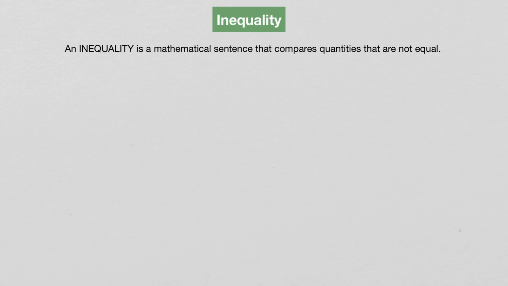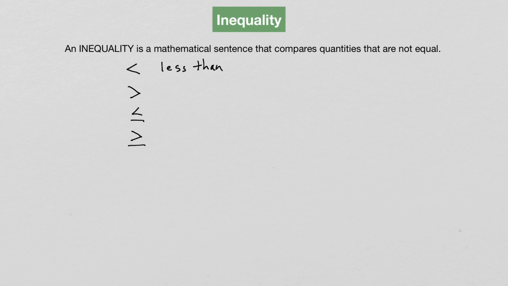And the symbols that are used to represent an inequality can look like this, or this, or this, or this. And each one represents the following. So the first one is called less than.